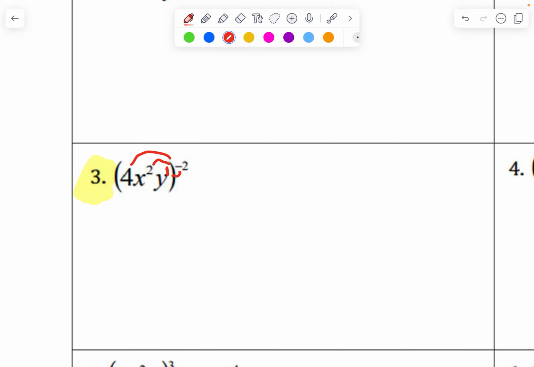Okay? So what this is actually is this is 4 to the negative second, x to the negative second, 4 to the negative second, negative 2 times 2 is negative 4, so x to the negative fourth. And then 1 times negative 2 is negative 2, so y to the negative second. And to make these all positive, because I can't have them be negative, right? I can't do that.